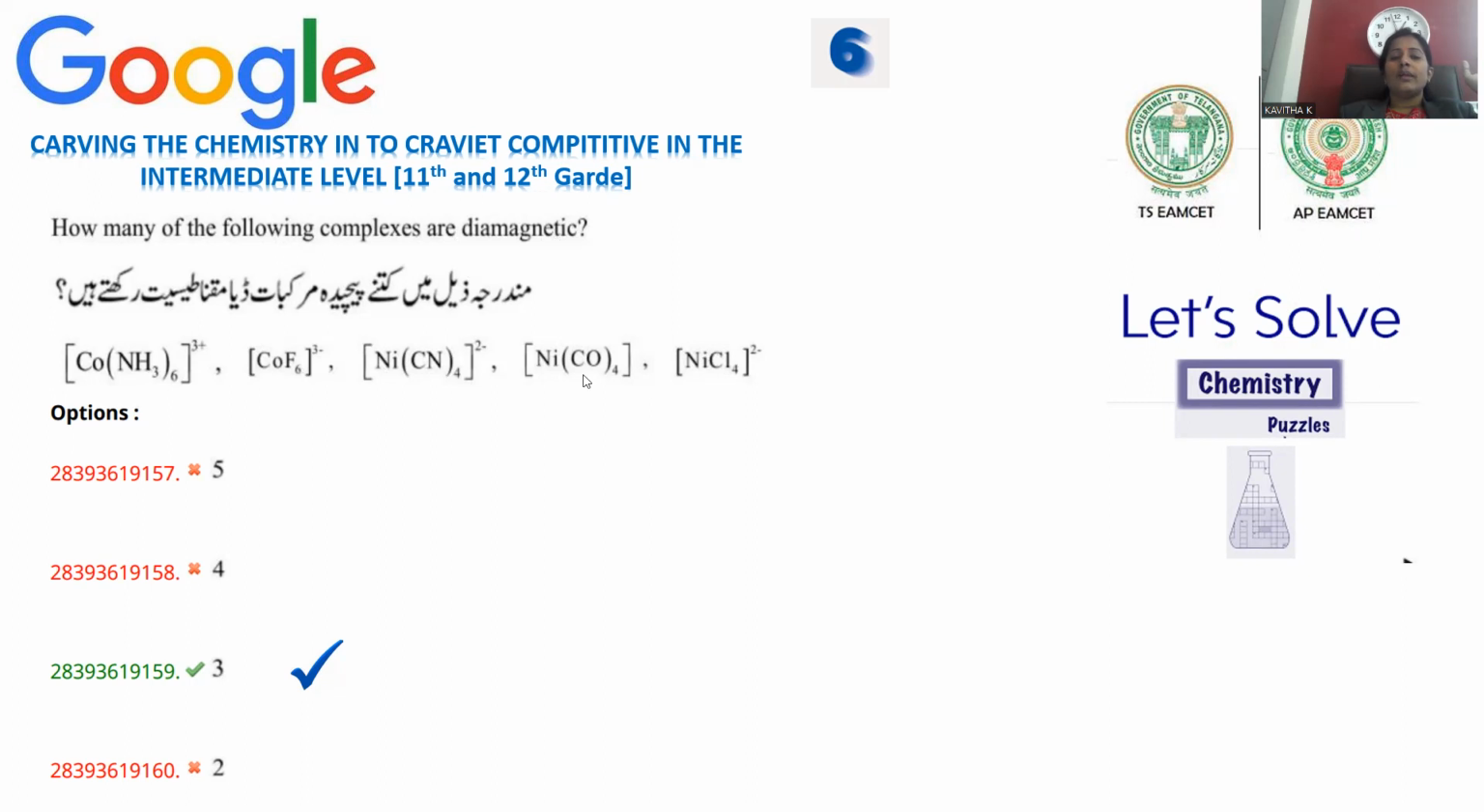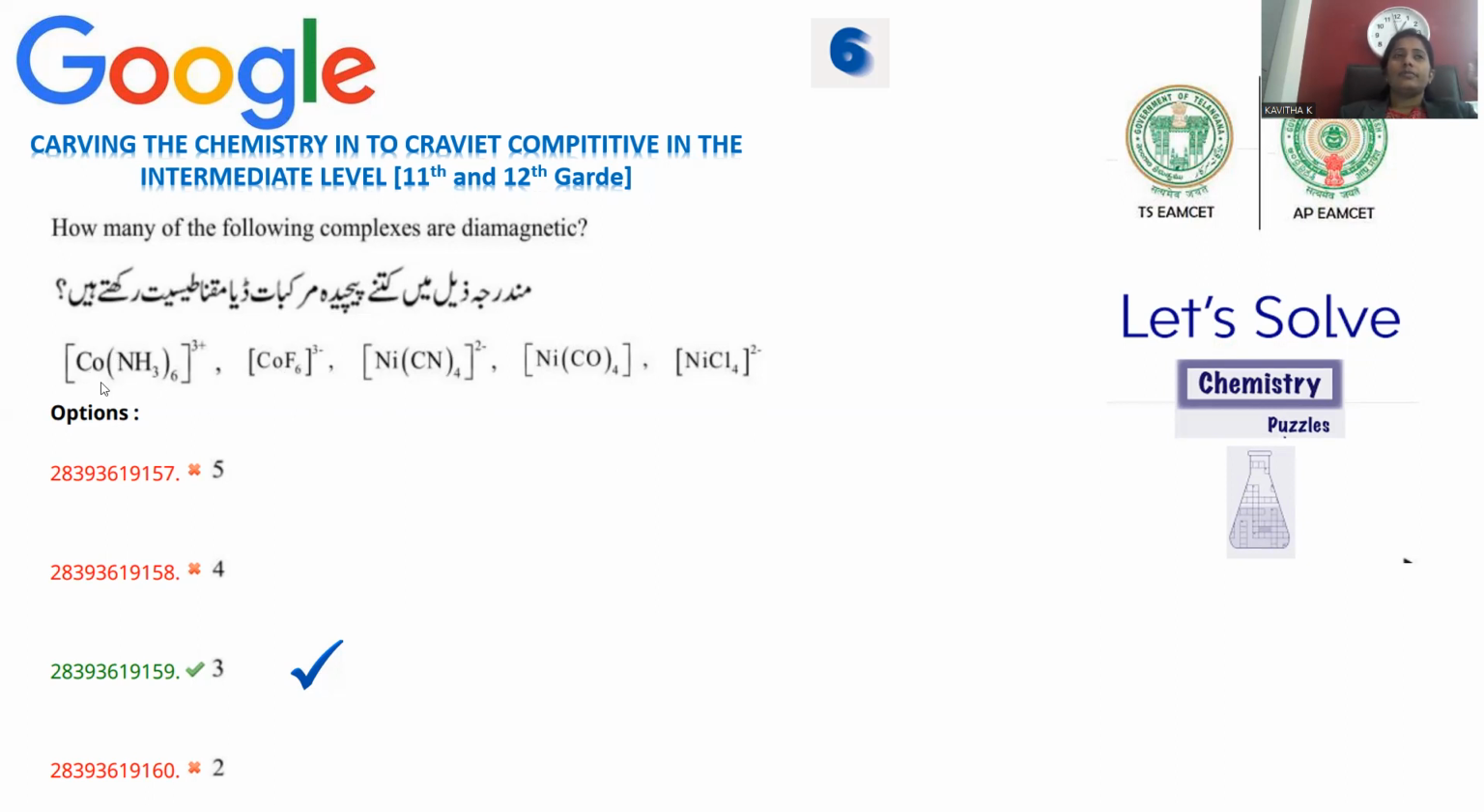In order to count the diamagnetic complexes in the given options, we have to see how many complexes have paired electrons. Unpaired electrons are capable of paramagnetism, right? So here, the correct option is 3. Among the given 5 complexes, 3 complexes are diamagnetic in nature and the remaining 2 complexes are paramagnetic in nature. The complexes belong to cobalt as well as nickel. Nickel and cobalt complexes are provided.